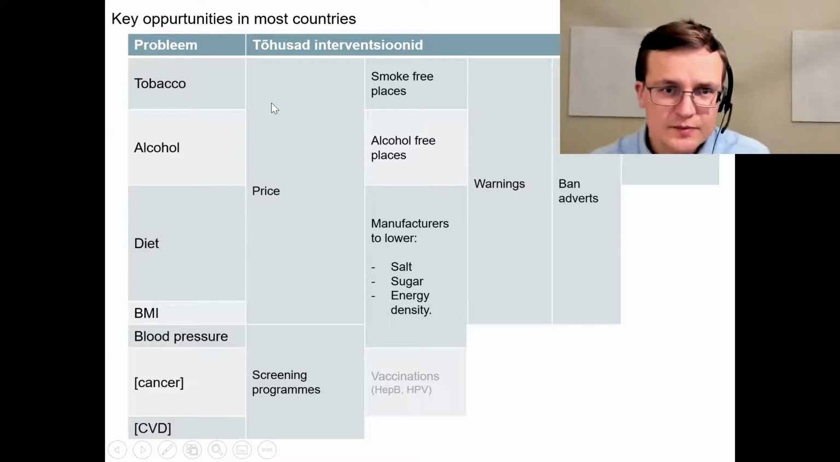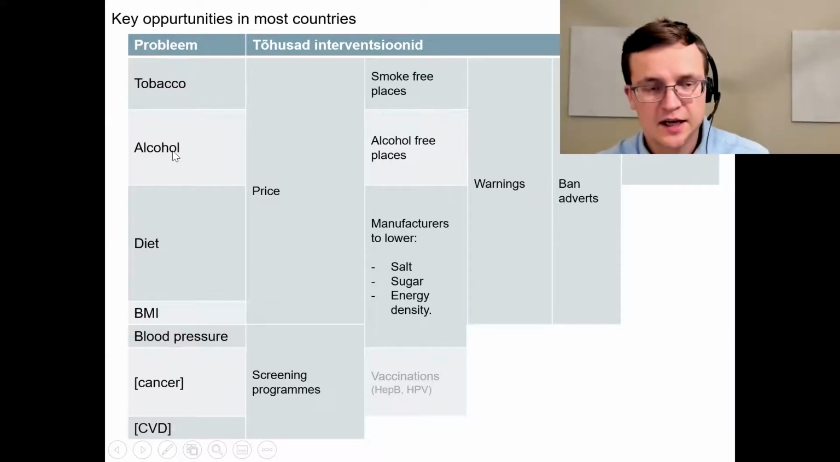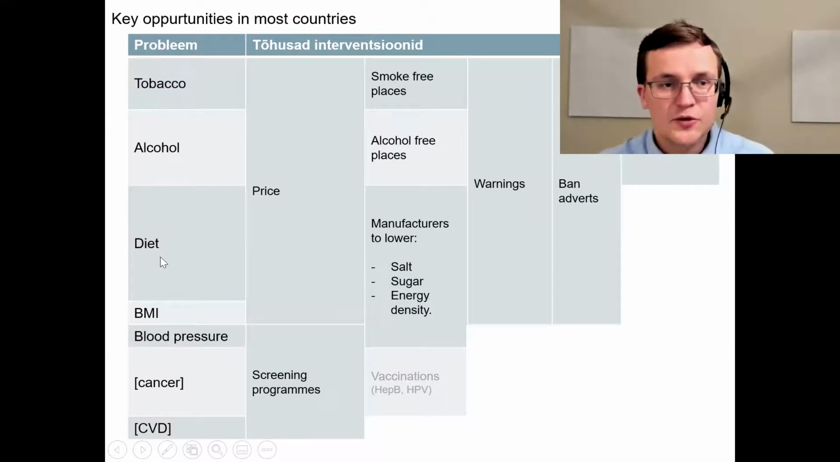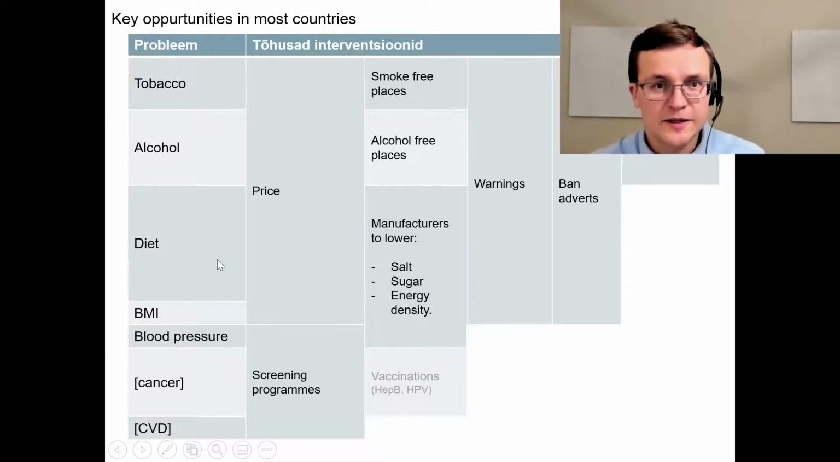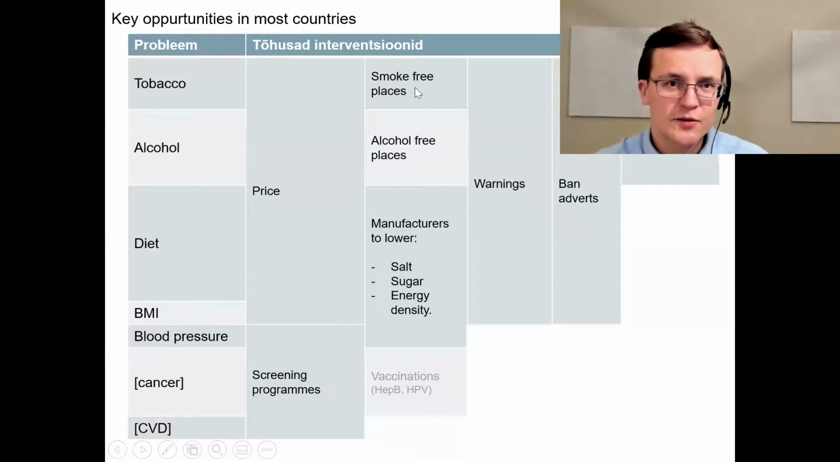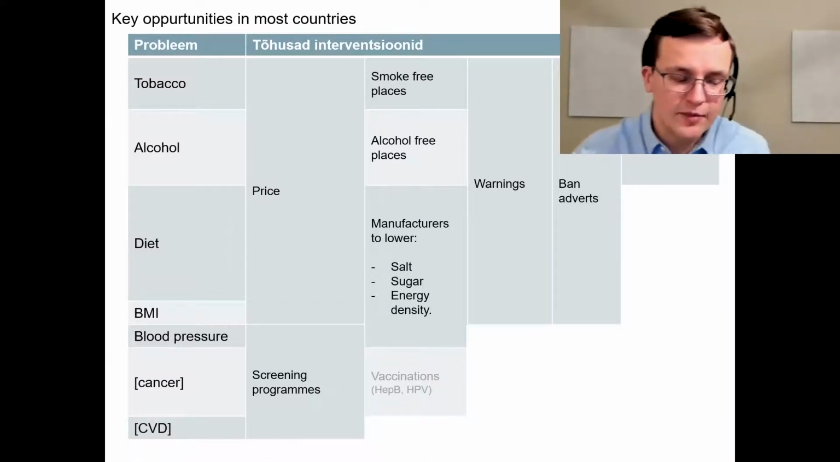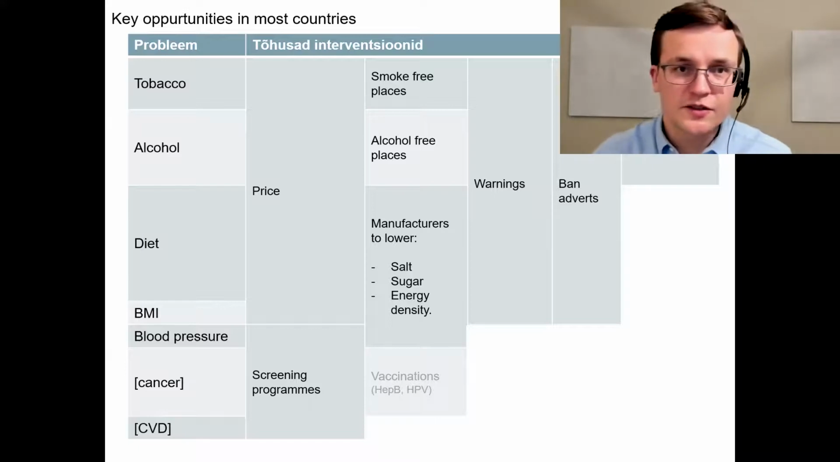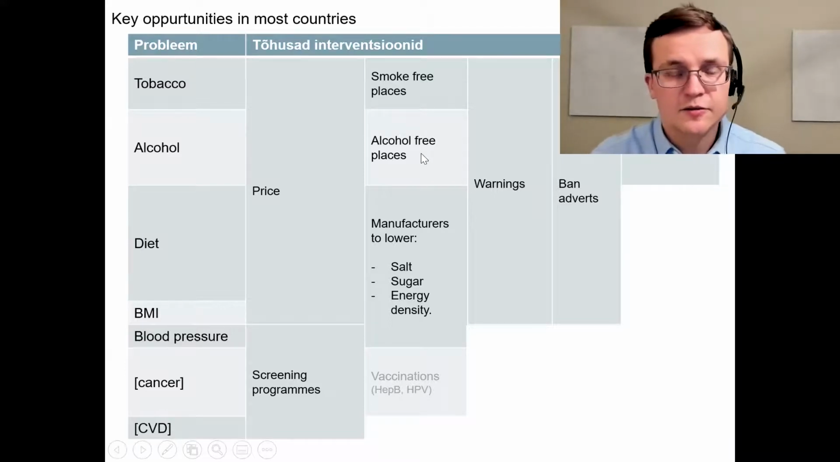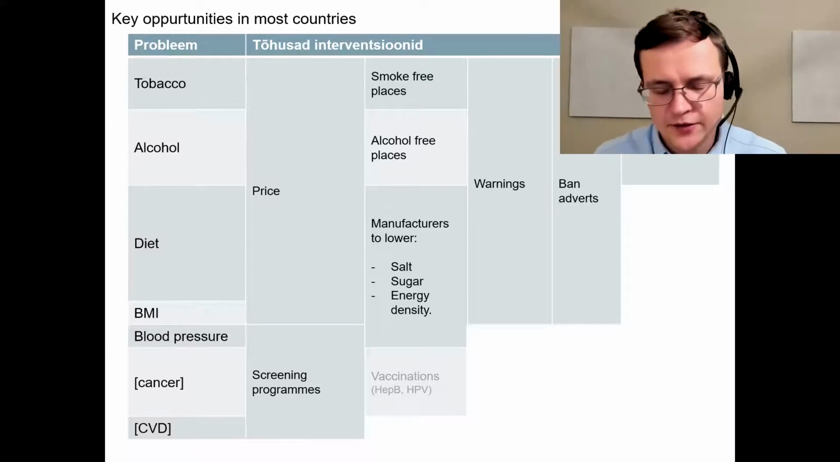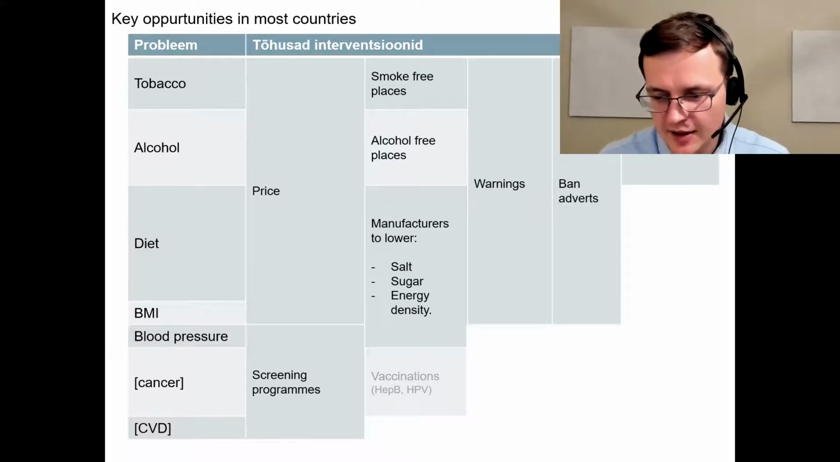So with price, you should make tobacco more expensive, alcohol more expensive, unhealthy foods more expensive, healthy foods less expensive, which will also help with BMI, because diet is the main driver of BMI. You should try to encourage or even ban smoking in certain areas, like many countries have banned smoking indoors. Potentially consider alcohol-free places.